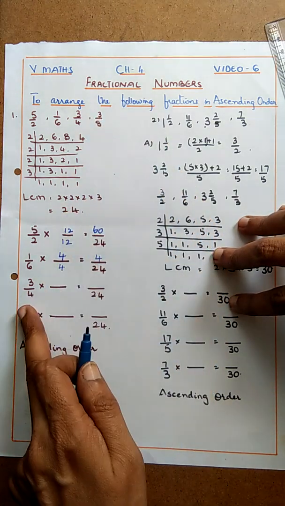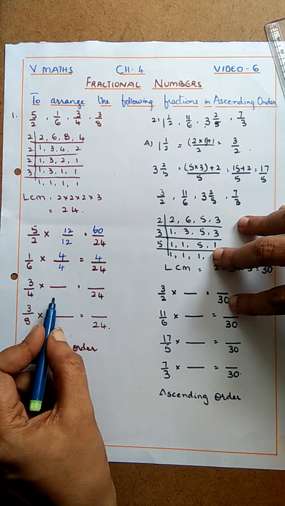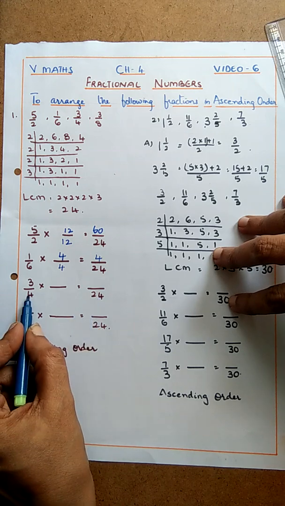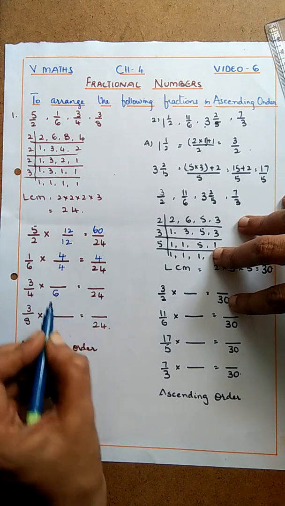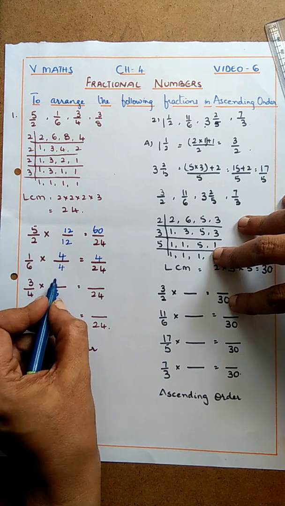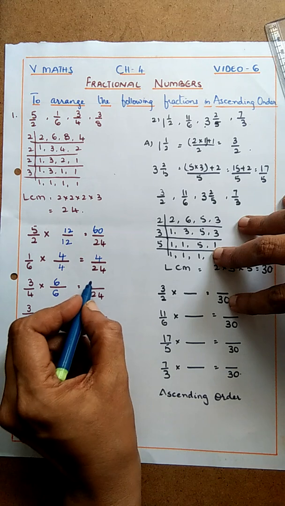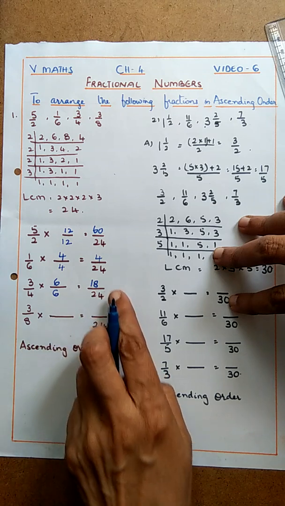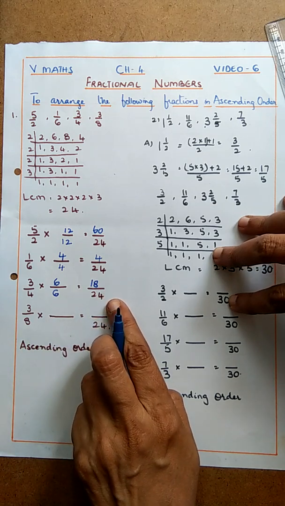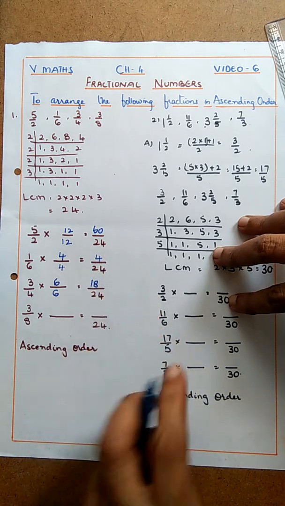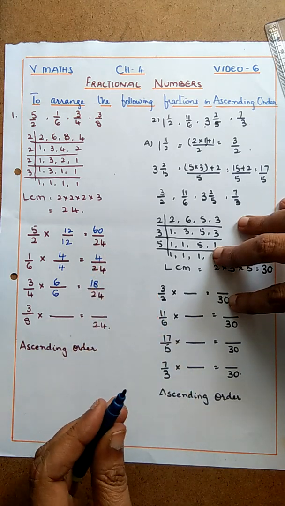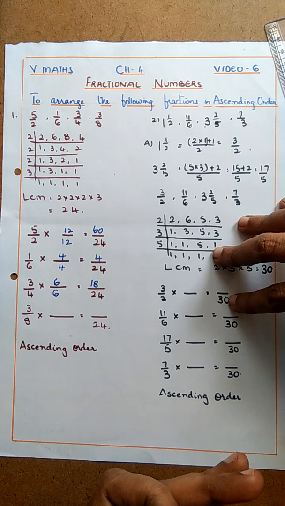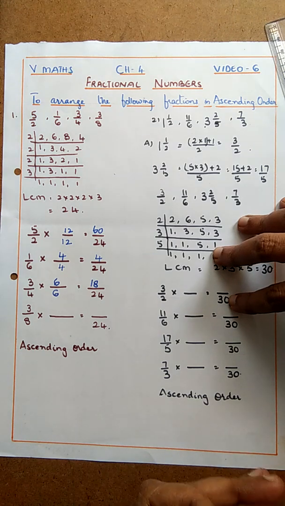Now, take 3 by 4 and multiply it by a number so that you get 24 as the denominator. Now, how many times 4 goes in 24? 6 times. So, multiply the numerator also by 6. 6 threes are 18. So, 3 by 4 multiplied by 6 by 6 will give you 18 by 24, because we want 24 as the denominator for all the fractions. Now, why do we want it like that? Because you have to write them in the ascending order. The greater the numerator, the greater the value of the fraction.